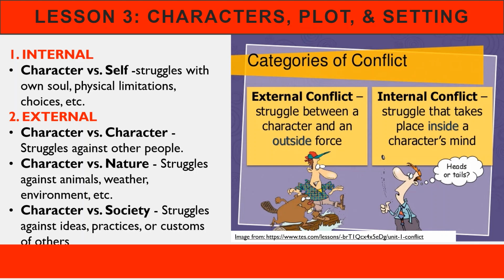For instance, Batman versus Joker or Peter Pan versus Captain Hook. Number 2. Character versus nature struggles against animals, weather, or environment, such as in the movie Anaconda, 2012, and The Day After Tomorrow. And lastly, character versus society, wherein the main character opposes the ideals of the society where he or she belongs, or vice versa, like in the movie or series Robin Hood.